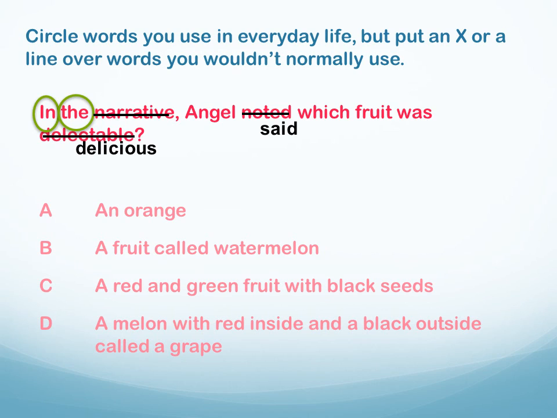The whole point of the ReWrite Wrap is rewriting the question in a way that is more comfortable for you, but means the exact same thing as the more difficult question. Angel is the name of the character, so of course we're going to keep his name the same. We already know that noted is not comfortable for you because you didn't know it, so there's a line through it, so we can skip that one. Which is a word used. Fruit is a word you'd use. Was is, of course, a word you would use. Delectable also already has a line through it.